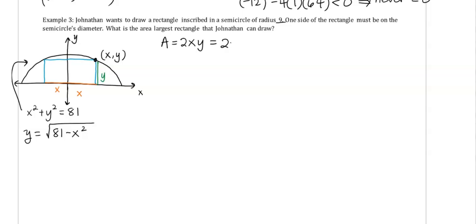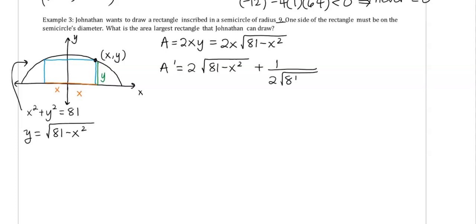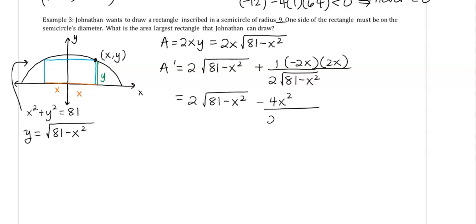So I'm going to replace the y with the square root of 81 minus x squared. And now I'm going to use product rule to differentiate this area. So we have f prime g plus g prime multiplied by f. So simplifying this a bit gives us 2 multiplied by the square root of 81 minus x squared minus 4x squared over 2 square root of 81 minus x squared.